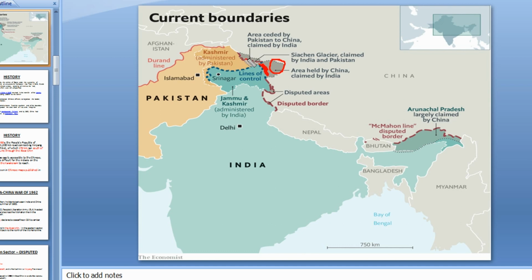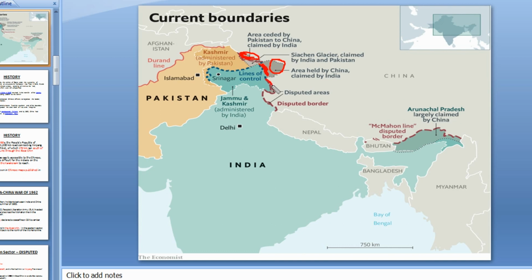Above Siachen Glacier, can you see this small region? That is Shaksgam Valley. Now this Shaksgam Valley is presently administered by China. India claims this valley. Why? Because previously it was part of Jammu and Kashmir. When Pakistan occupied our territory, later after some decades they ceded this territory to China. So now India says that originally it belonged to India. Pakistan occupied this territory and ceded this to China, but the original owner of this land is India.